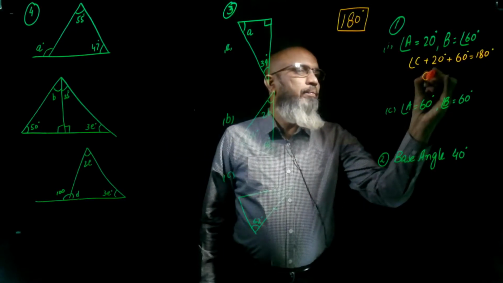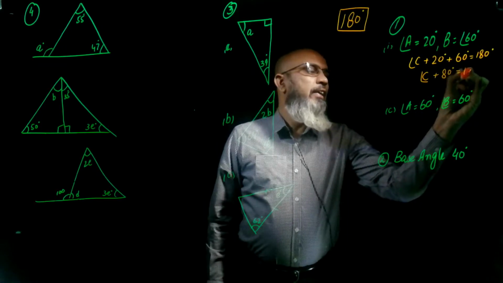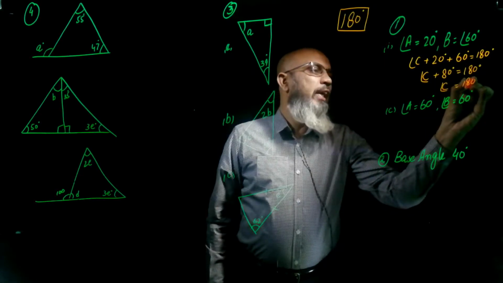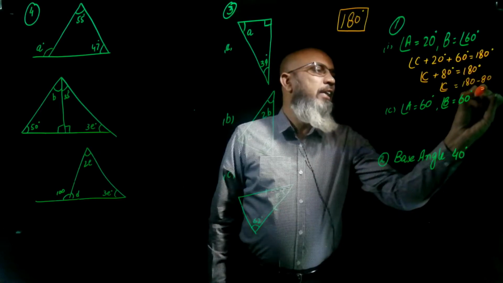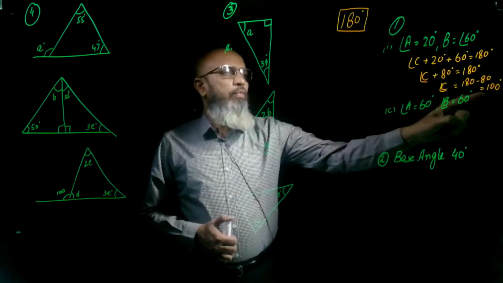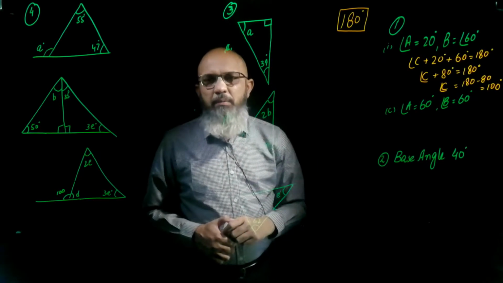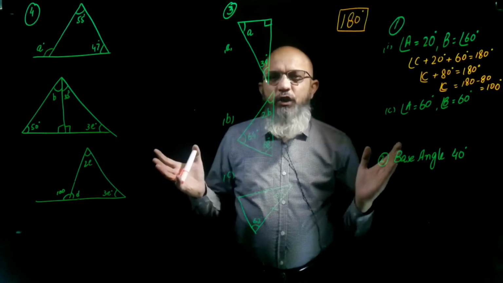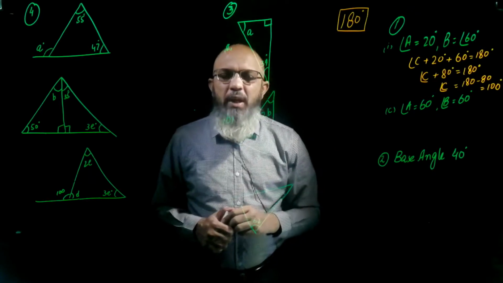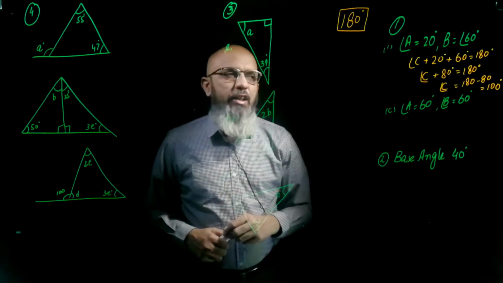Okay, so let's do 20 plus 60. When you add this, what do you get? 80 degrees. Then your angle C is 180 minus 80 degrees. You will get your answer, that is 100 degrees. So we have one angle of 100 degrees, another of 60 degrees, and the other of 20 degrees. So which type of triangle is this one? This is an obtuse angle triangle. Why? Because one angle is obtuse. That is the definition of obtuse angle triangle, which you studied in the previous lecture.